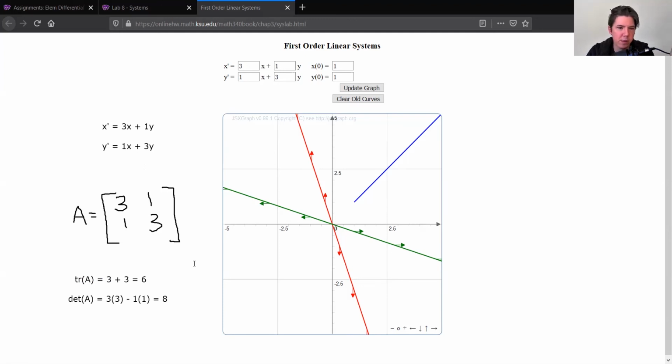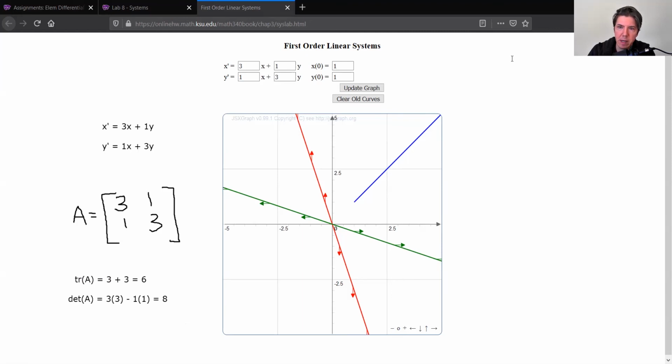So then what you want to do is try to see what relationship there is between the trace and determinant and the type of behavior you get. And when we say that, the type of behavior you get in general.